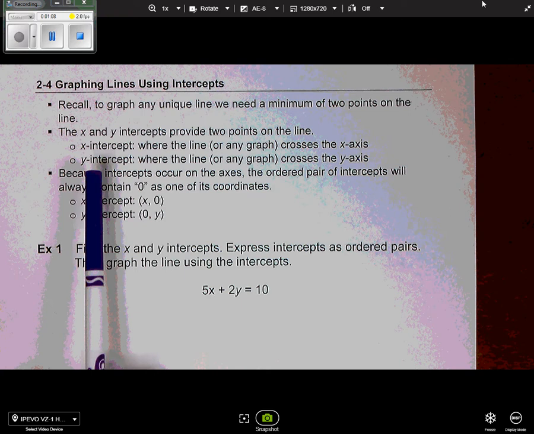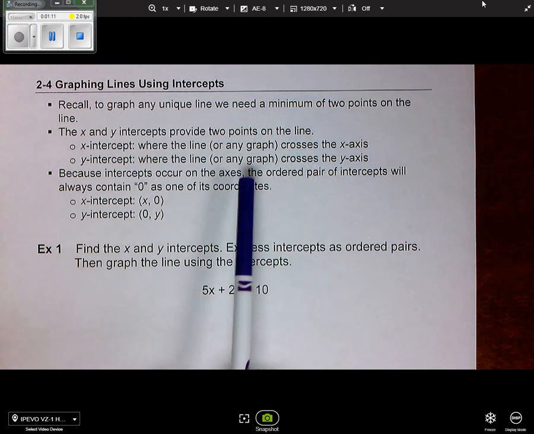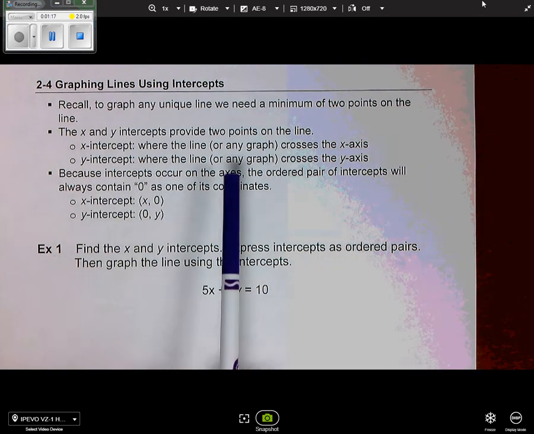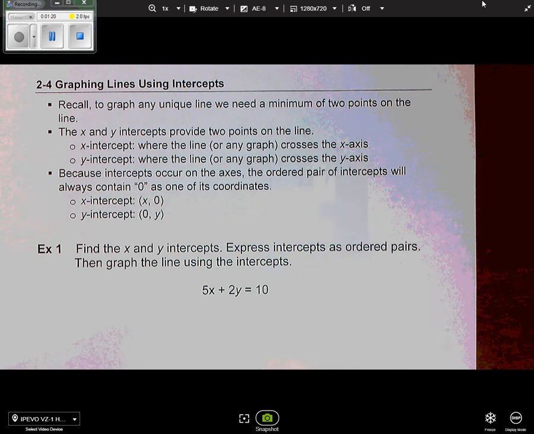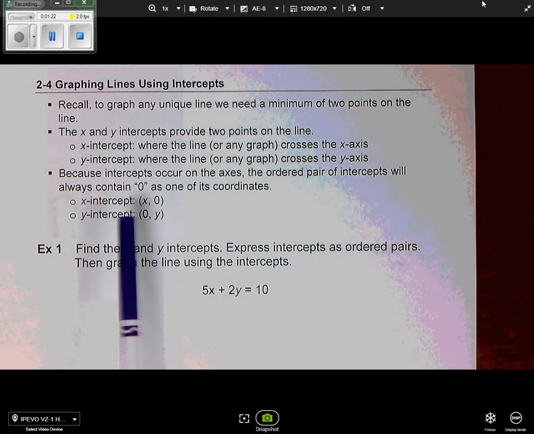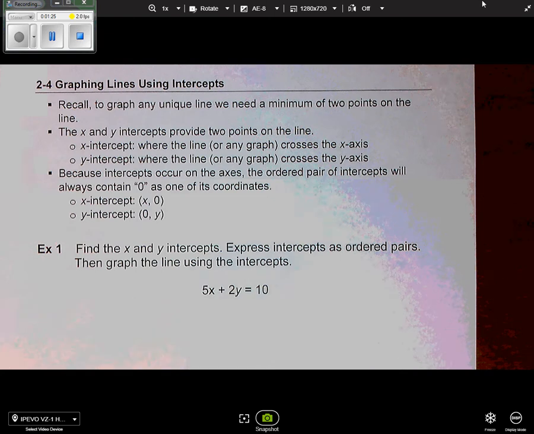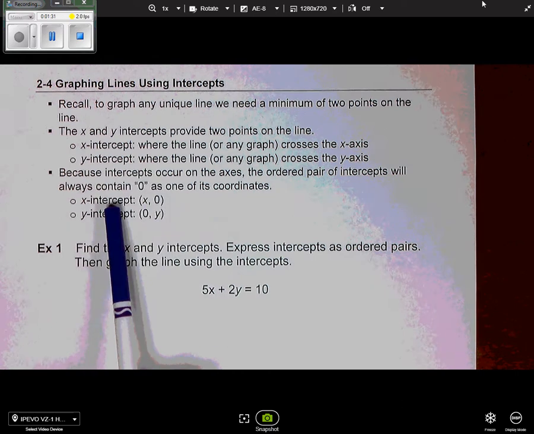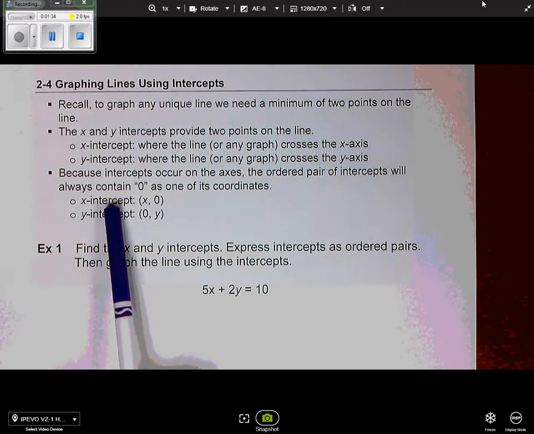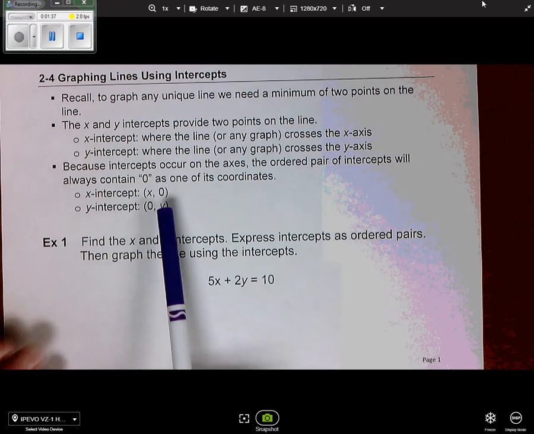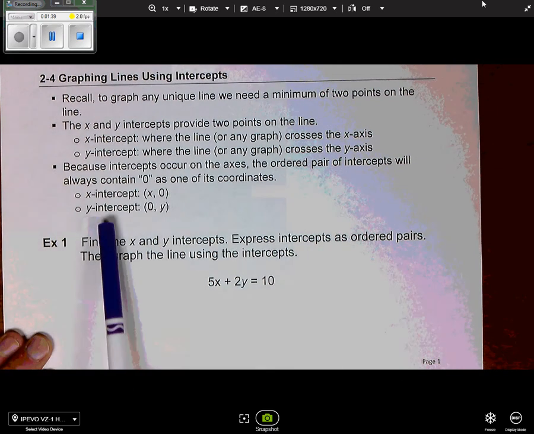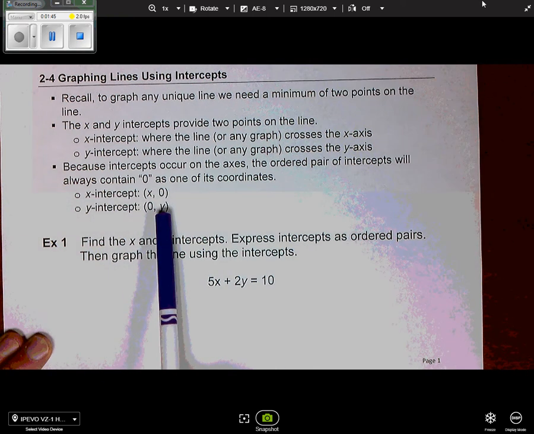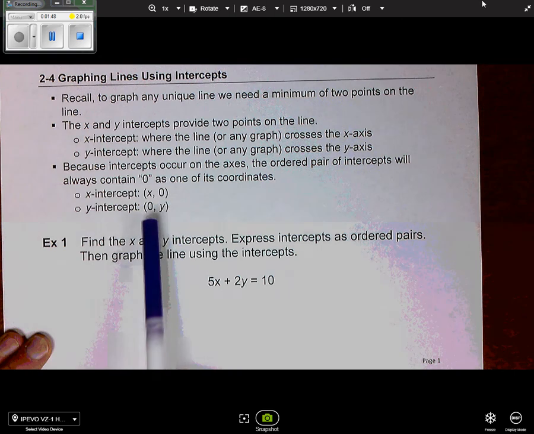The x-intercept is going to be where the line, or it could be anything, it could be a parabola or a circle or whatever, is going to cross the x-axis. The y-intercept is where the line or whatever graph you're looking at crosses the y-axis. Now, because the intercepts occur on the axes, for the x-intercept, y will always be 0. The x-intercept could be 0, could be something else. The point is x-intercept, y will always be 0. For the y-intercept, it's the flip-flop, right? Regardless of what y is, the y-intercept's x-coordinate will always be 0.